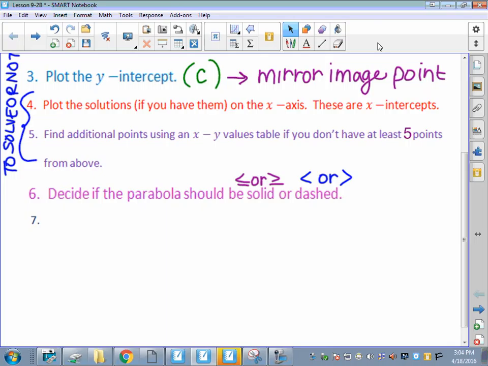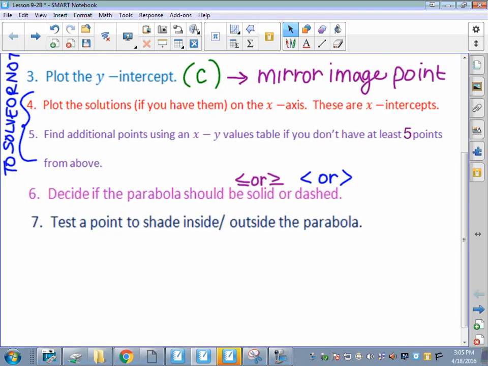Before you do that, maybe even way at the beginning, you write down dashed or solid so that if you're in a rush, you can make sure that you remember to do dashed or solid. And just like we did with linear inequalities, your last step is to test a point. You're actually going to shade either inside the parabola or around the outside of the parabola. What is the easiest point to test? Use (0, 0) if possible.